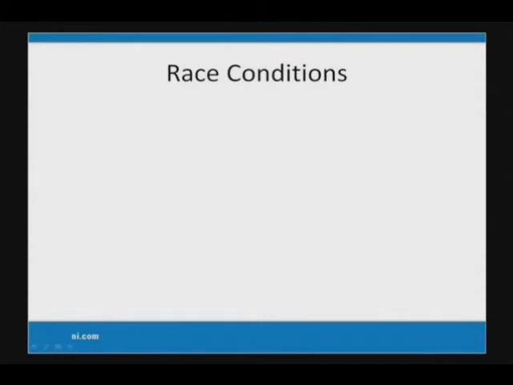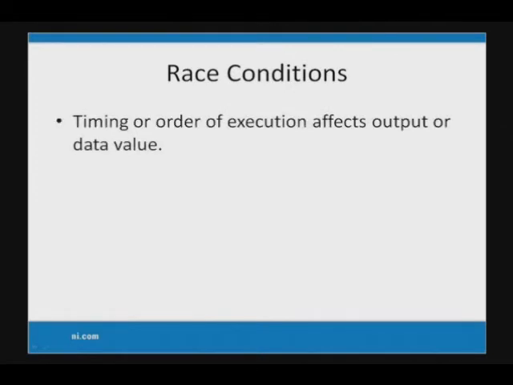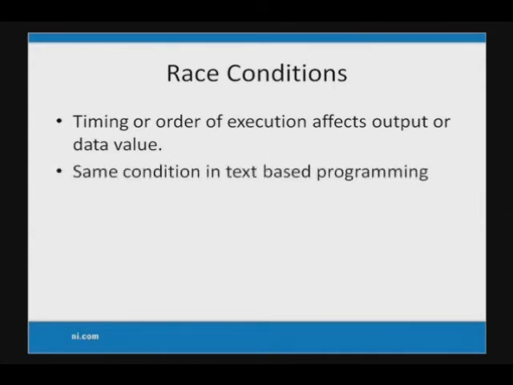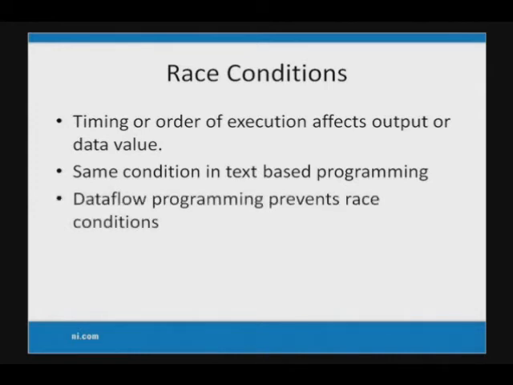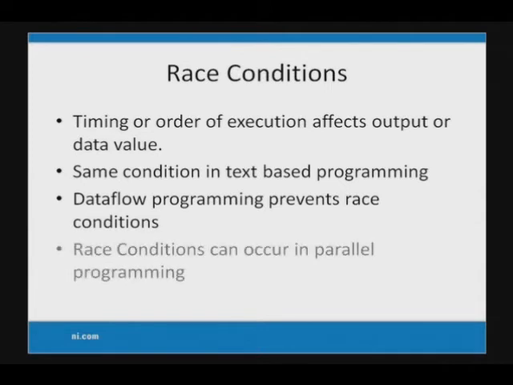Race conditions can occur when variables are used incorrectly. A race condition is an instance where the timing or order of execution of a program unintentionally affects an output or data value. This is the same condition that can occur within text-based programming. However, data flow programming prevents the occurrence of race conditions. In instances where data flow breaks down, such as in parallel programming, race conditions can still occur.